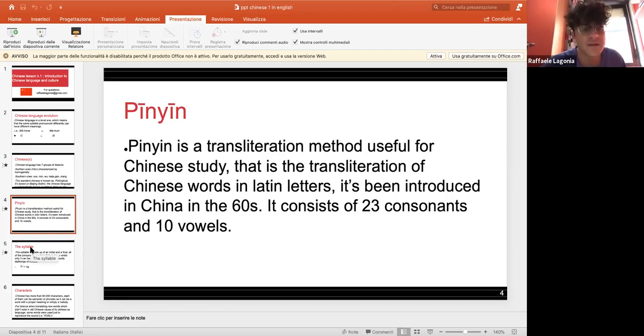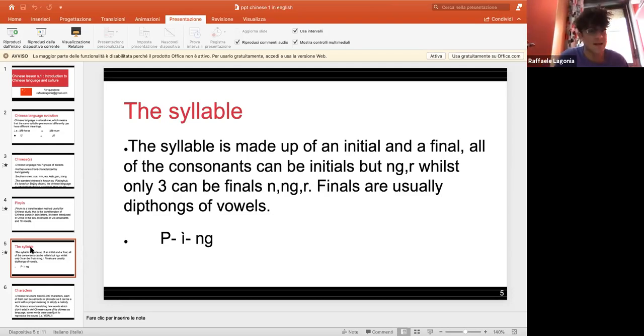So move on to the syllable. The syllable in Chinese is made up of an initial part and a final one. All of the consonants can be initials, but NG and R can't be initials. They can be only finals. Whilst only three can be finals, as I was saying: N, NG, and R. Finals are usually diphthongs of vowels.